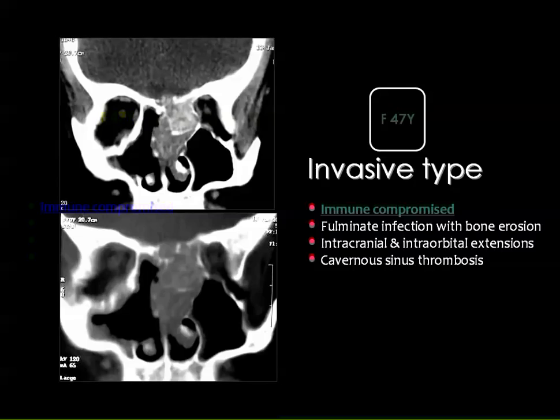In the invasive type, you got bone destruction, and this is frequently seen in immune compromised patients, and you got invasion or destruction of the sinus wall. Then you got intracranial extension, intraorbital extension, and maybe also, if this is in the sphenoid sinus, you got cavernous sinus thrombosis.